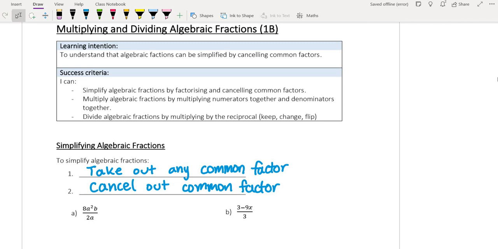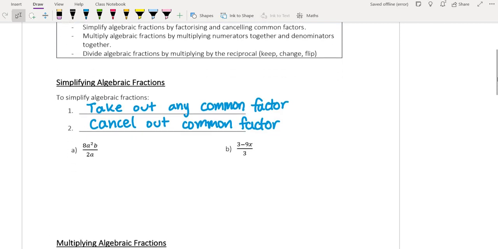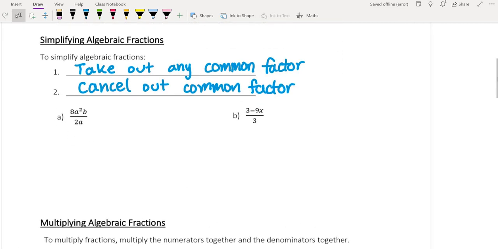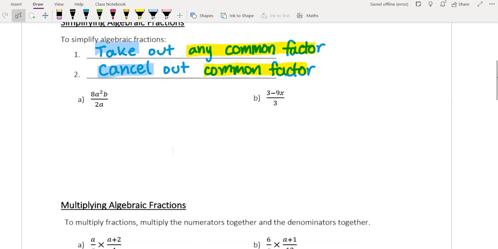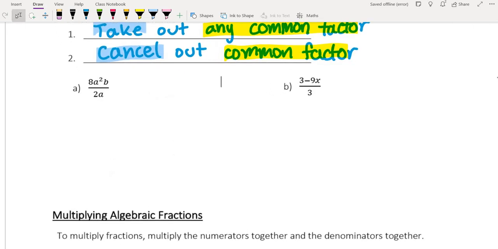Alright, in this lesson we're looking at dealing with algebraic fractions, so fractions that have letters in them. Starting with simplifying fractions, there are two simple steps you need to follow. If there are any common factors within the fraction, you want to take them out, and then cancel out these common factors to simplify the fraction. So let's look at this first example here.